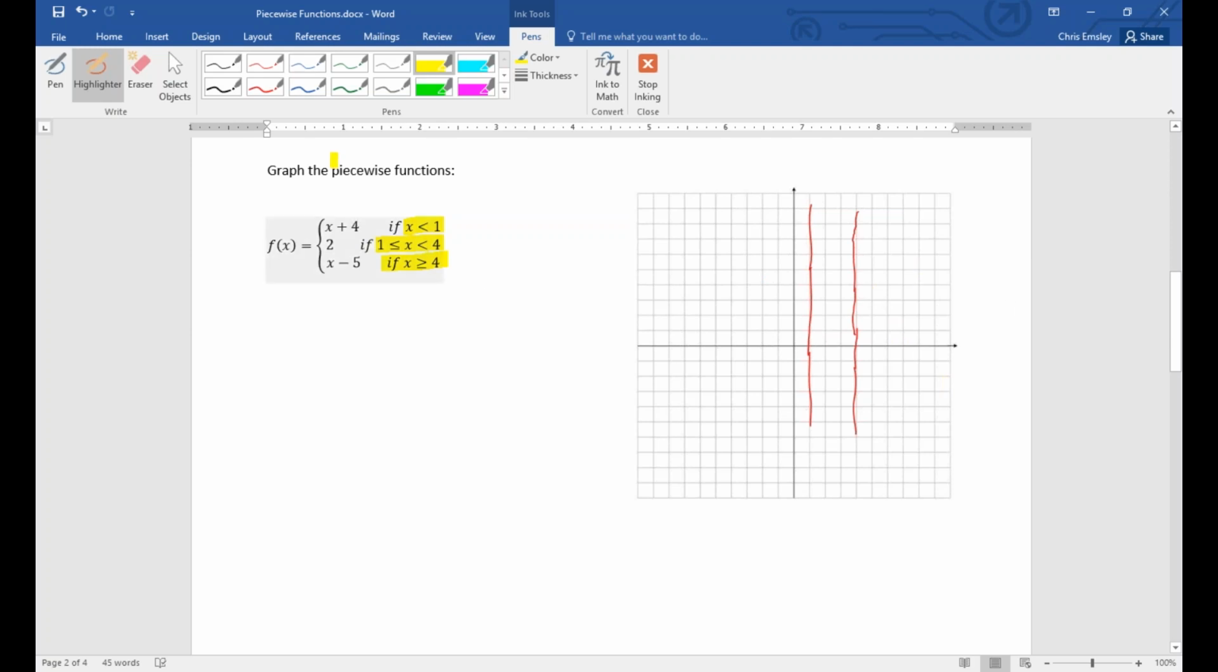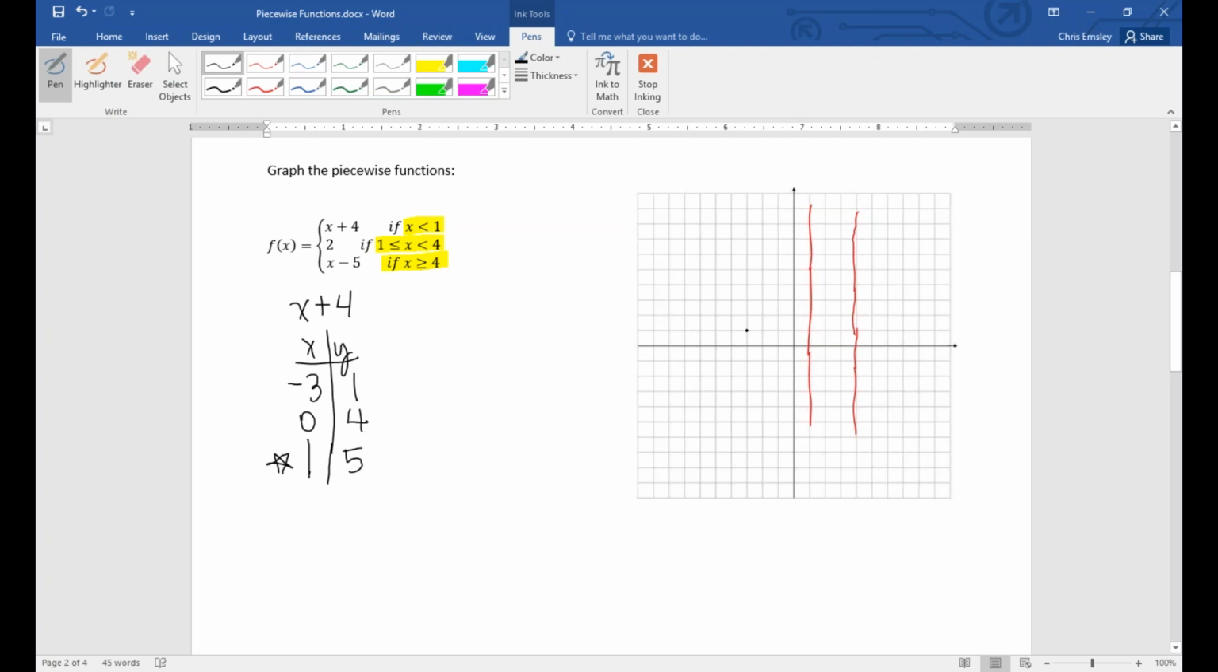Okay, so again, I like to make 2 t-tables. For the first part, for x plus 4, that's going to be my first t-table. Here, values less than 1, so maybe -3, 0, and I am going to put 1 down there, but remember we don't want to include that in our graph. We just go right up to it. This is a straight line, so I don't really need 3 points, but I just put an extra one in there.